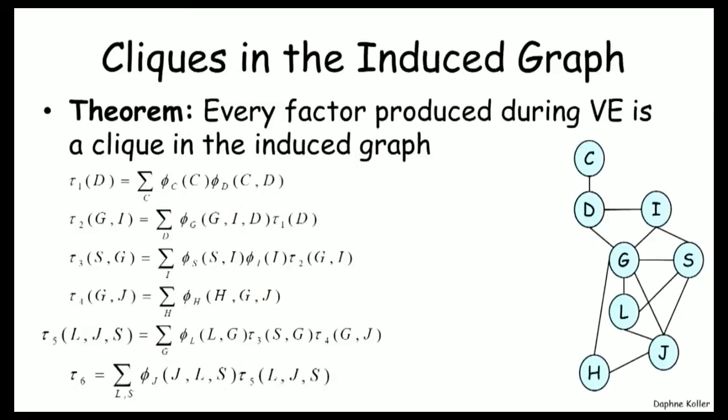So now there's some interesting properties of the induced graph that are worth noting. First of all, there are properties that relate factors produced during variable elimination and cliques in the induced graph. So first of all, let's define what a clique is. A clique is a maximal fully connected subgraph.